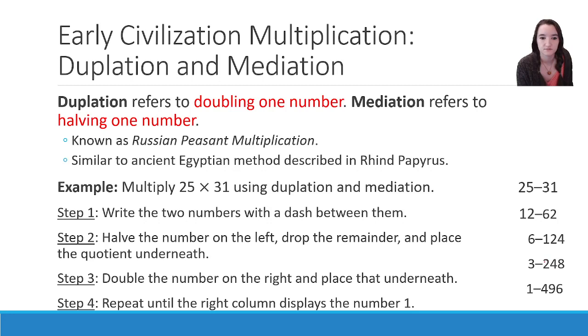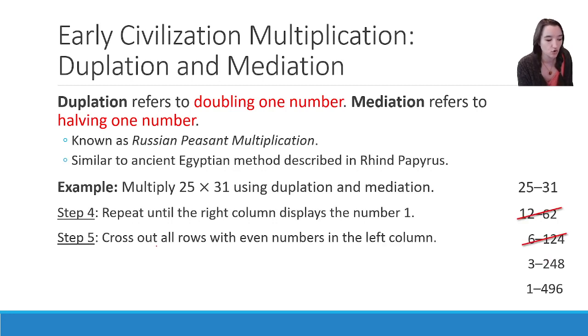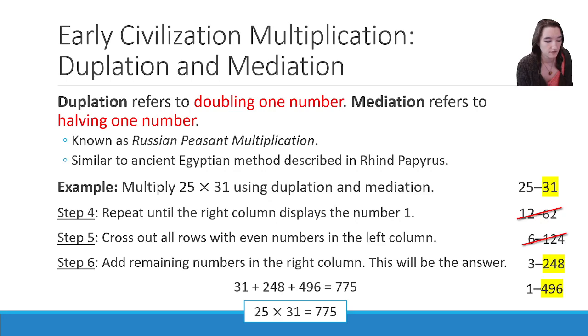So what do we do with this? Our next step is to cross out all rows with even numbers in the left column. Okay, so left column being this column, right? So I cross out any whole row that has an even number. So the 12 and the 6 rows both get crossed out. Then we add the remaining numbers in the right column. So we add these. This will actually be our answer. So 31 plus 248 plus 496 is 775, as we saw me find earlier.